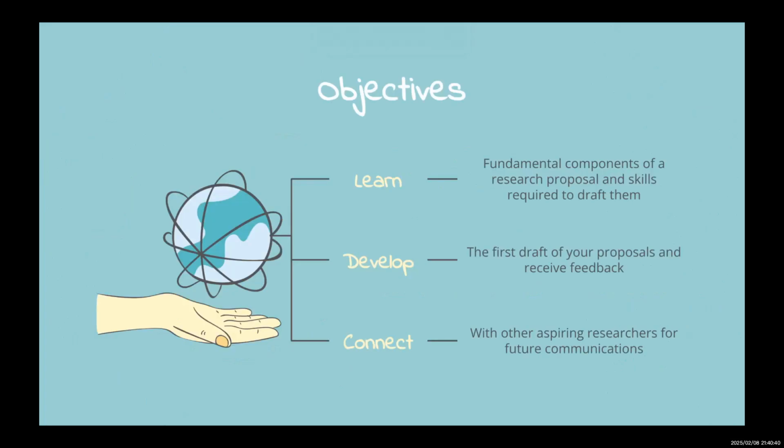The objectives for today's workshop are the following three. The first one is to learn the fundamental components of a research proposal and the skills that are required to draft these proposals. The second one is to develop the first draft of your proposals and then receive some feedback. And the last one is to connect with other aspiring researchers in our program who also signed up for this workshop, and then there could be potential for future communications and collaborations.